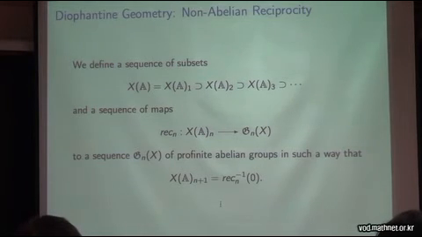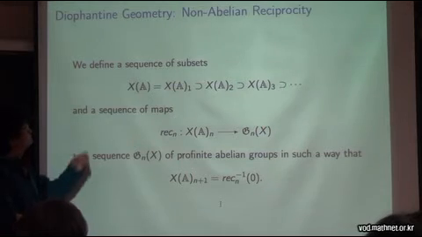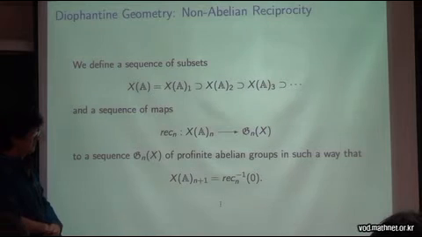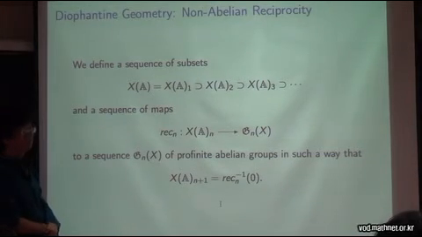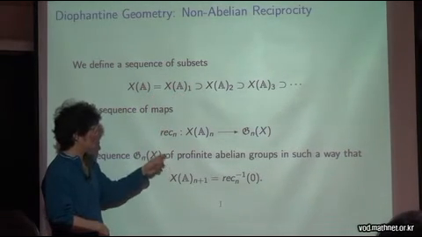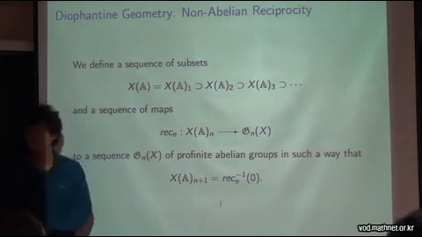So here's what one does. Starting from the adelic points of a variety, we can define a filtration. We denote by X A sub 1 the whole thing, then that will contain as a subset X A sub 2, X A sub 3, and so forth. And for each of these, there's a reciprocity map to some profinite abelian groups with the property that at each stage, the next level is actually the kernel of the previous reciprocity map. So this is the way it's defined.